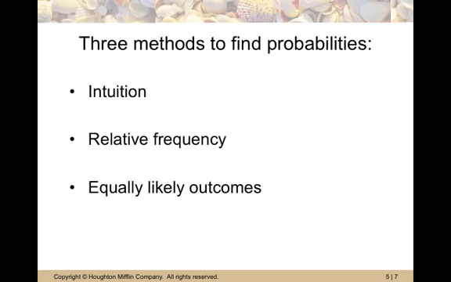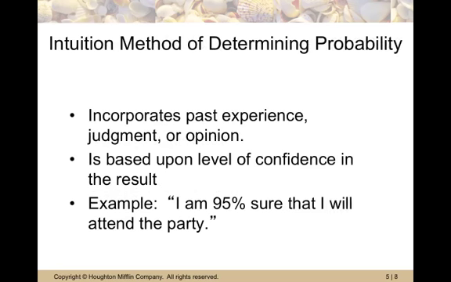There's 3 methods to find probabilities: intuition, relative frequency, and equally likely outcomes. The intuition method of determining probability incorporates past experience, judgment, or opinion. It is based upon a level of confidence in the result. For example, I'm 95% sure that I will attend the party. Well, there's no way of determining that for sure. It's just based on your intuition.